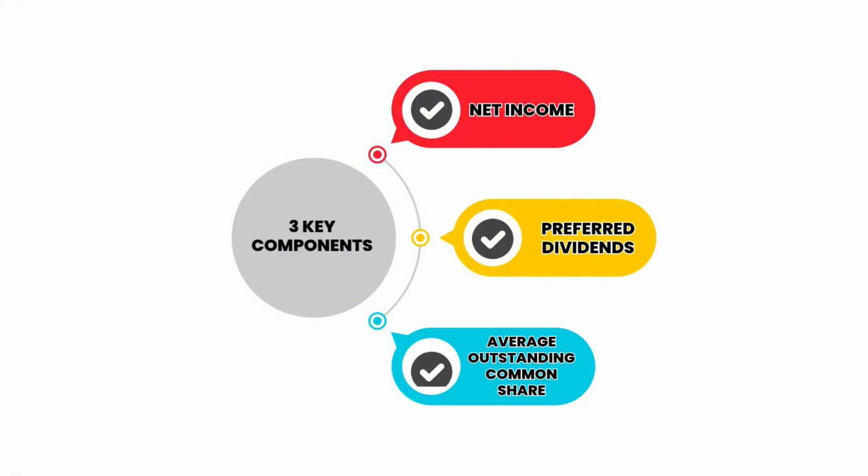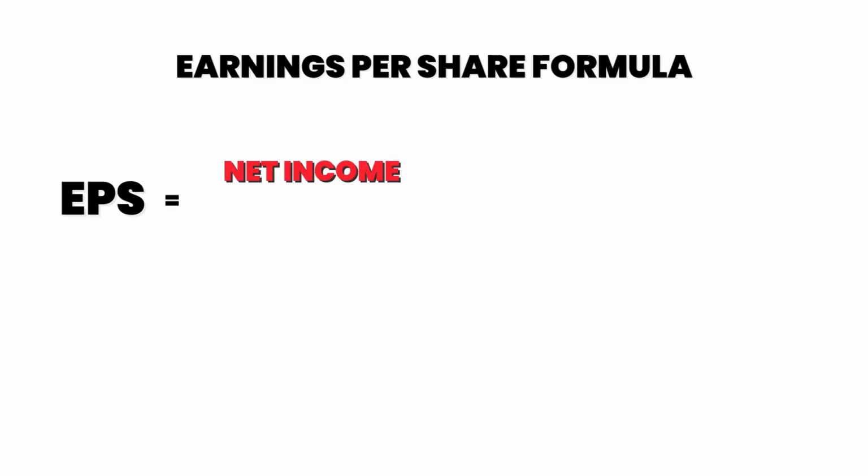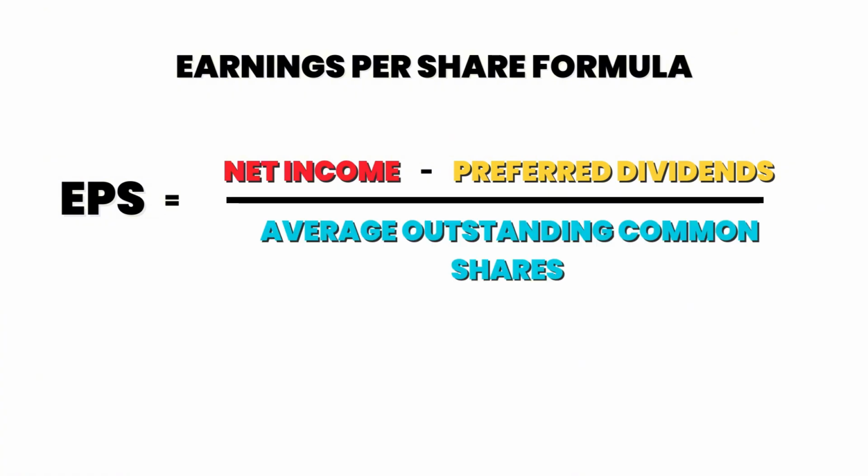Finally, we have the average outstanding common shares. So that's the average number of shares that are actually held by investors over a certain period. Precisely. We use an average because the number of shares can fluctuate a bit throughout the year. All right, I think I'm following so far. To get EPS, we take the net income, subtract any preferred dividends, and then divide by that average number of shares. You got it. That's the EPS formula in a nutshell.